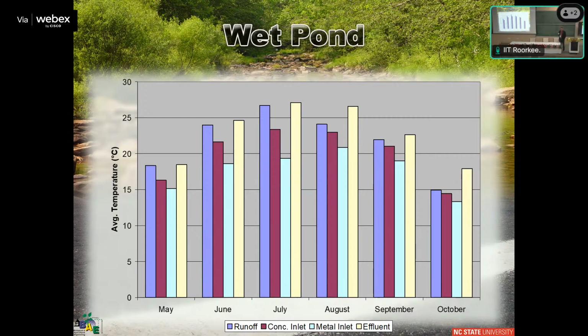In a word, nope. It's hotter. The hottest temperatures on average in each of those months is not associated with runoff from the parking lot or the car park. It's associated with what leaves the pond. Why do you think that's the case?